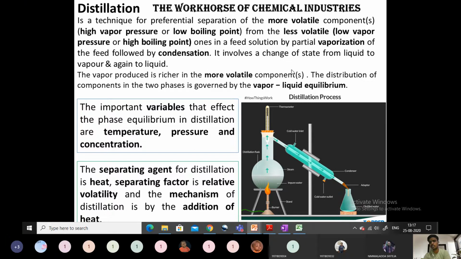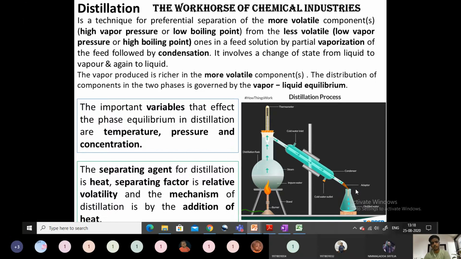So it involves a change of state from the liquid in the feed solution to vapor. Here it is converting from liquid to vapor and again to liquid, from the vapor condensed into liquid. So this change of state from liquid to vapor and then vapor to liquid is the complete technical definition of distillation.